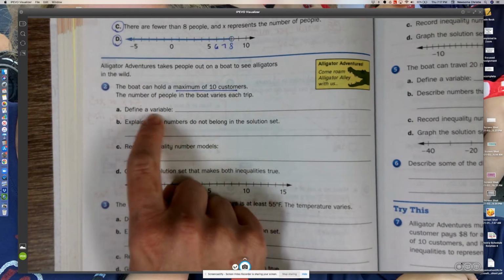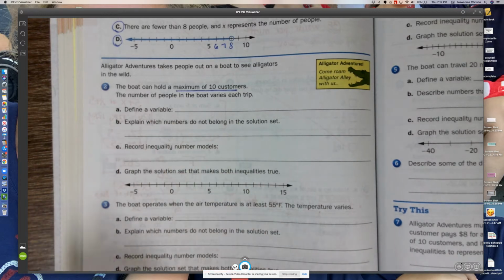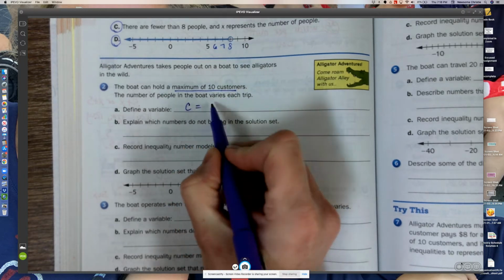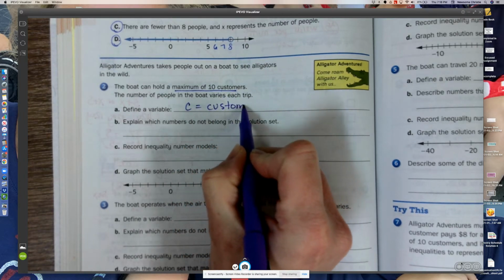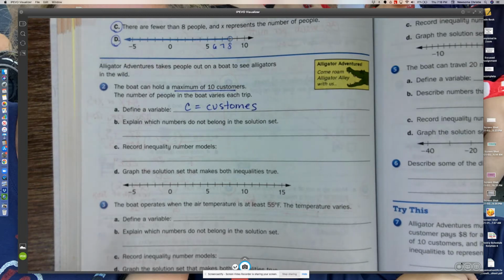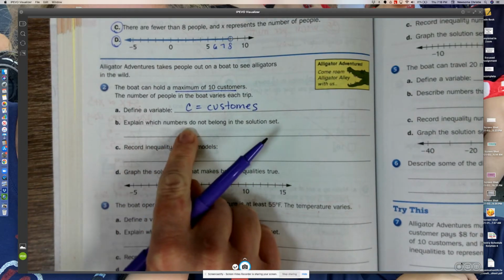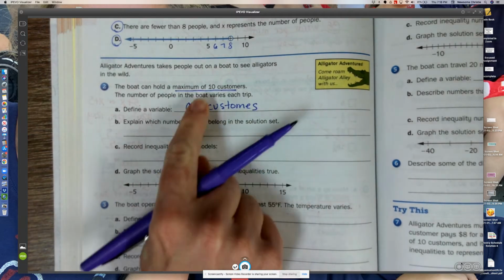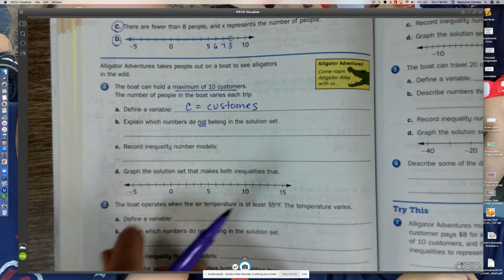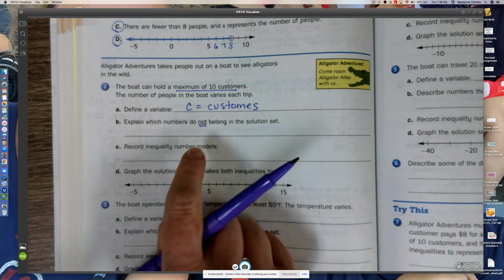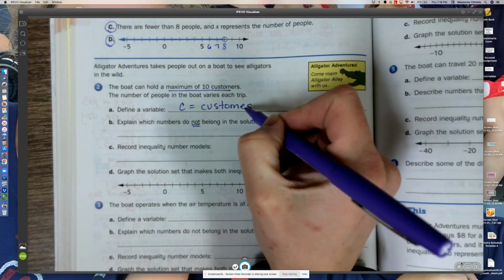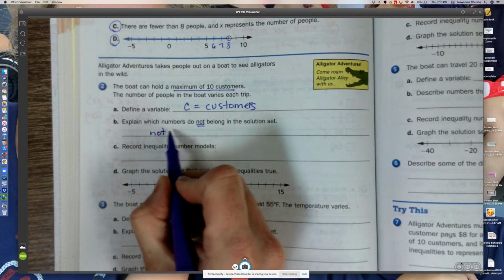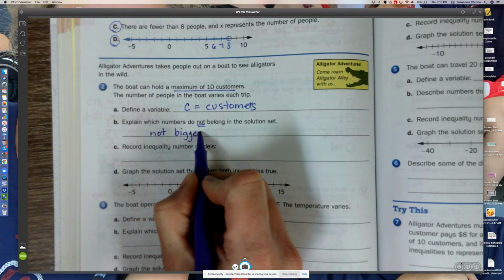And it says the number of people in the boat varies each trip. Okay. So define your variable. And remember, your variable is like, what are you counting? So I'm counting customers. So we're going to let C equal customers, right? So that's what I'm counting. Then it says, explain which numbers do not belong in the solution set. So this is the do not. So if I'm thinking about this boat, it could have 0, 1, 2, 3, 4, 5, 6, 7, 8, 9, 10, right? Could have up to 10 people. But I couldn't have, so I'm going to say not bigger than 10.